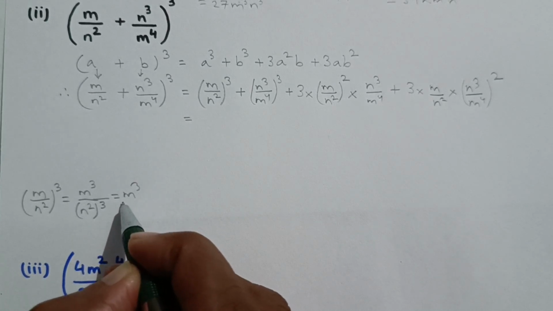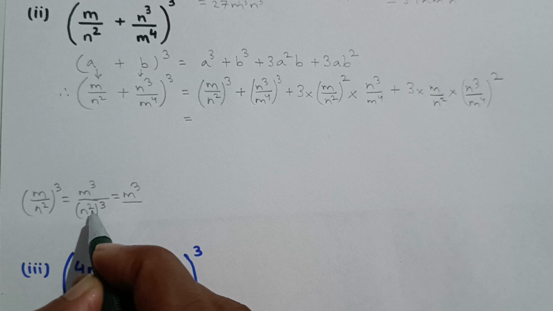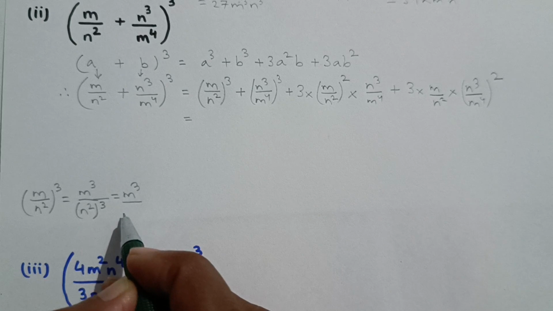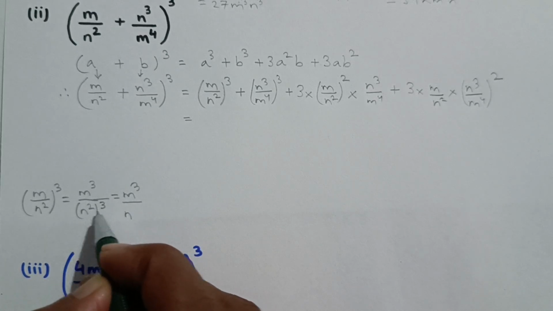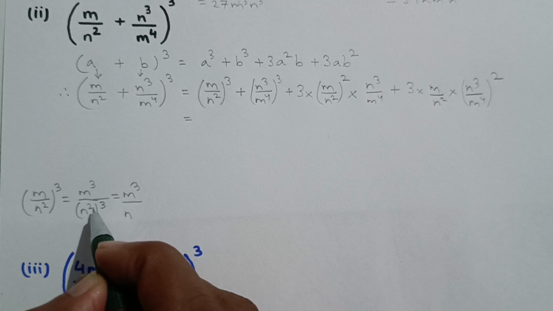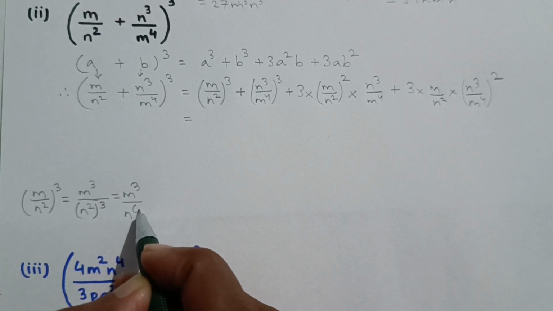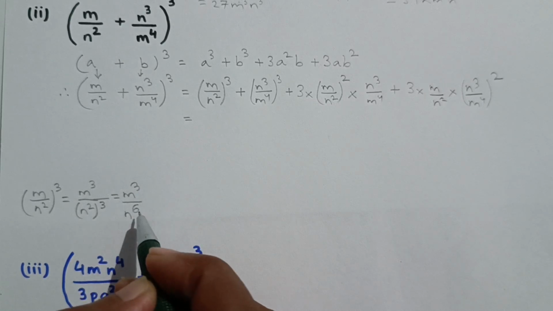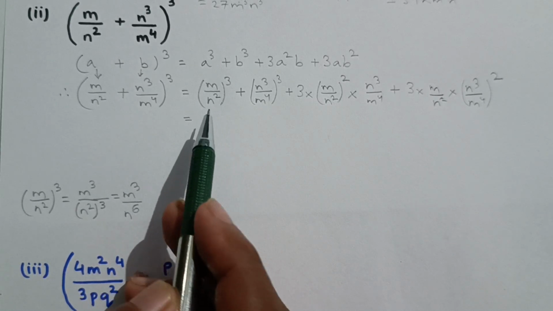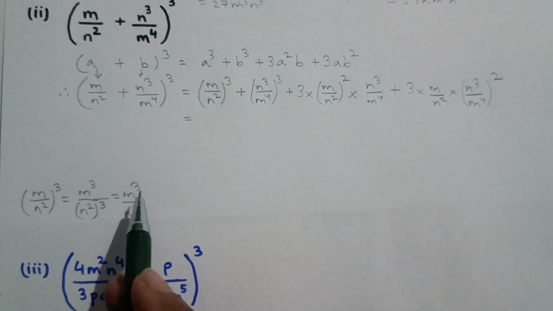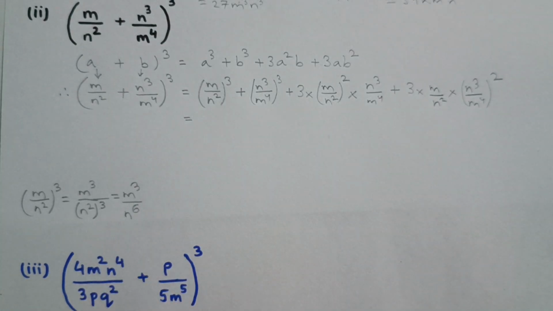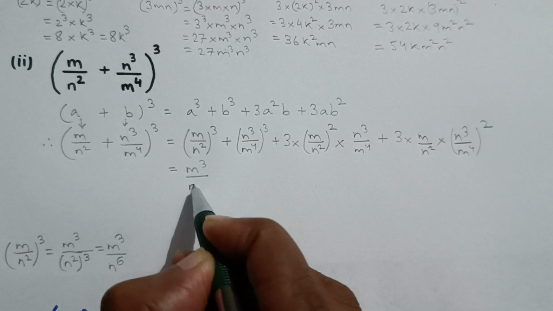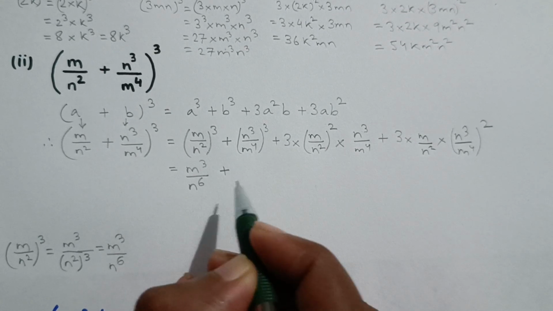So m cube upon, now (n square) whole cube. Use your knowledge of exponents. So (n square) whole cube is n to the power, we multiply these two powers. So 2 into 3 is 6. So n to the power 6. So m cube upon n to the power 6. So (m upon n square) whole cube is m cube upon n to the power 6, plus.